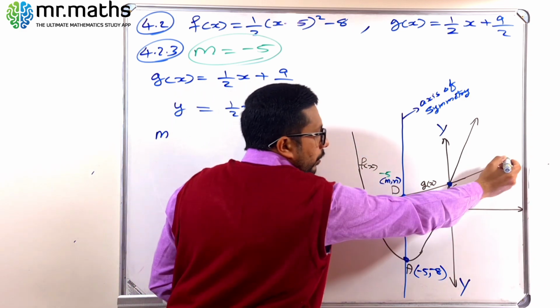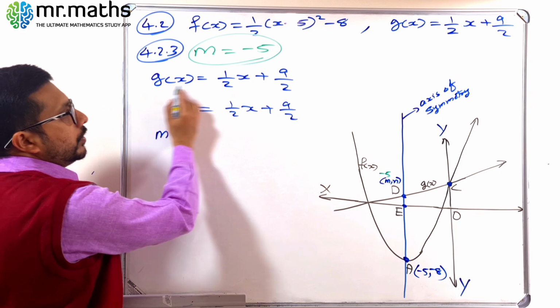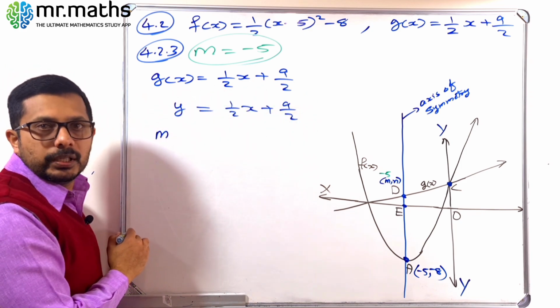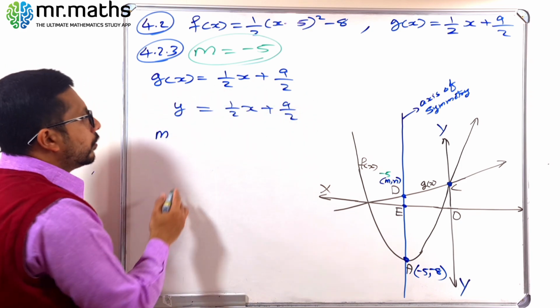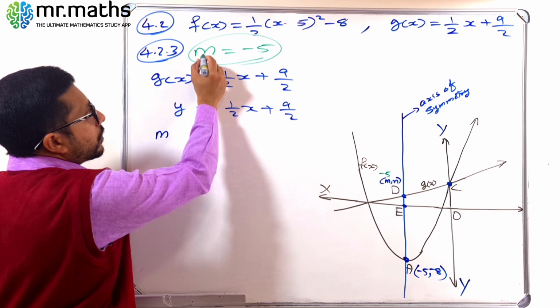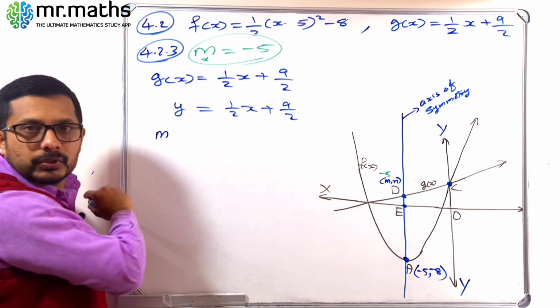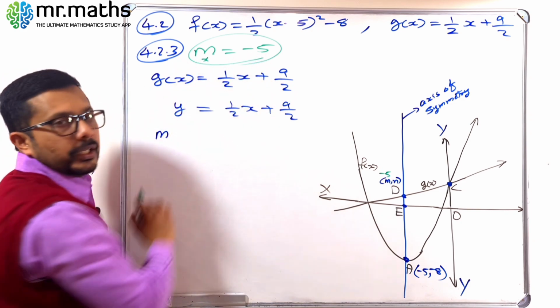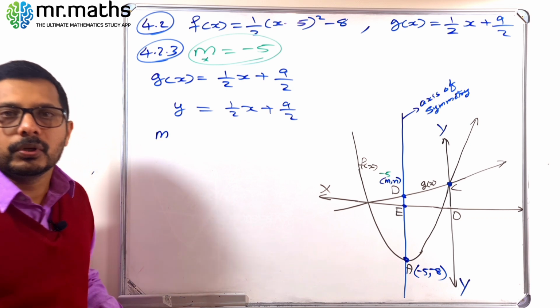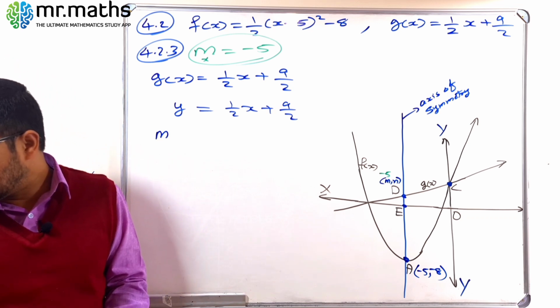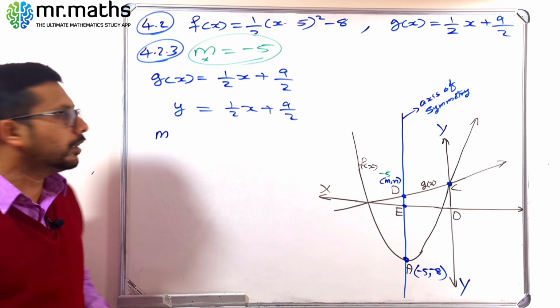So we know the equation of this straight line, that is g of x is equal to half x plus 9/2. In that equation, what is the x value we got? This m stands for the x value. The x value is -5. So what we can do? We can substitute that x value in that equation, then we can find the y value.